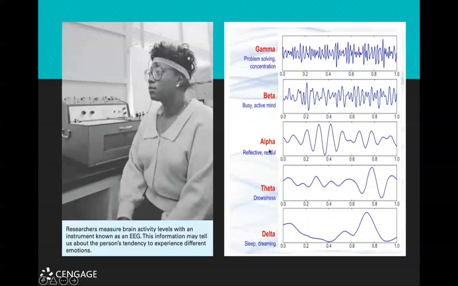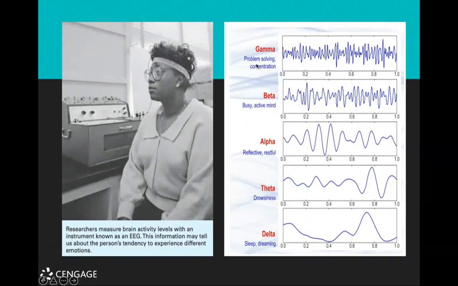So alpha is the restful, reflective state. When a person is meditating or just relaxed, these are the alpha waves that depict themselves as part of the EEG measure. The beta waves are what you see when you're busy or active. For example, now that I'm presenting this to you, I'm actively thinking, I'm busy with my thoughts, I'm focused. If I was hooked onto an EEG right now, you would probably see the beta waves.